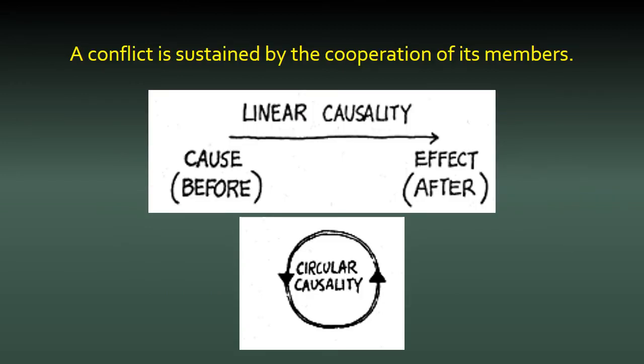So circular causality understands conflicts in systems as operating through an ongoing feedback loop, as you see in the bottom diagram. A conflict is sustained by the cooperation of its members. It takes two to tango, going back to our metaphor that conflict is a dance. In systems theory, finding the beginning or cause is less important than finding the patterns in the conflict process.